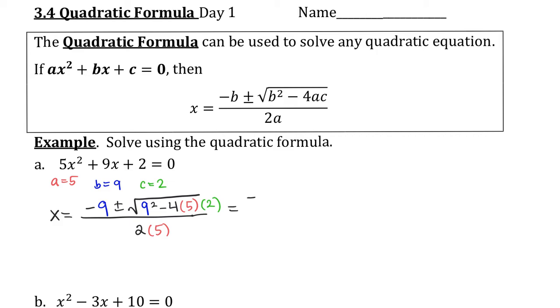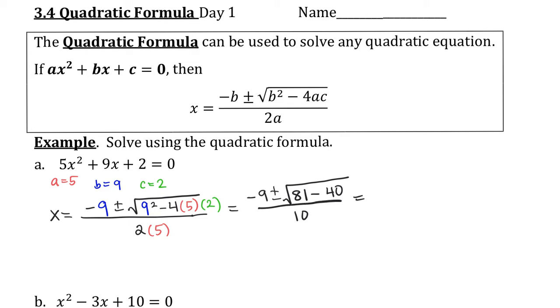So I have negative 9 plus or minus, I'm going to simplify the radical. 9 squared is 9 times 9, so that's 81 minus 4 times 5 times 2. I'm going to multiply all three. I can do it in any order. So 4 times 5 is 20, 20 times 2 is 40. Now the order doesn't matter. If I had done 2 times 5 is 10, and 10 times 4, I would still get 40. Okay, the entire thing is over 10.